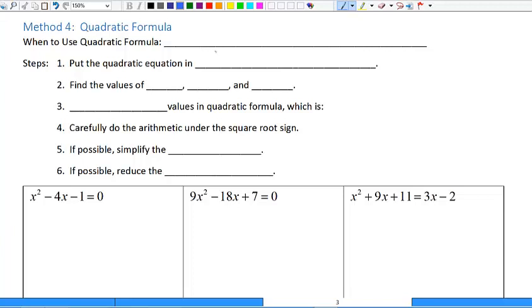Our last method is called the quadratic formula. So when do we want to use the quadratic formula? In my opinion, it's a last resort method. If you can factor, definitely factor it.